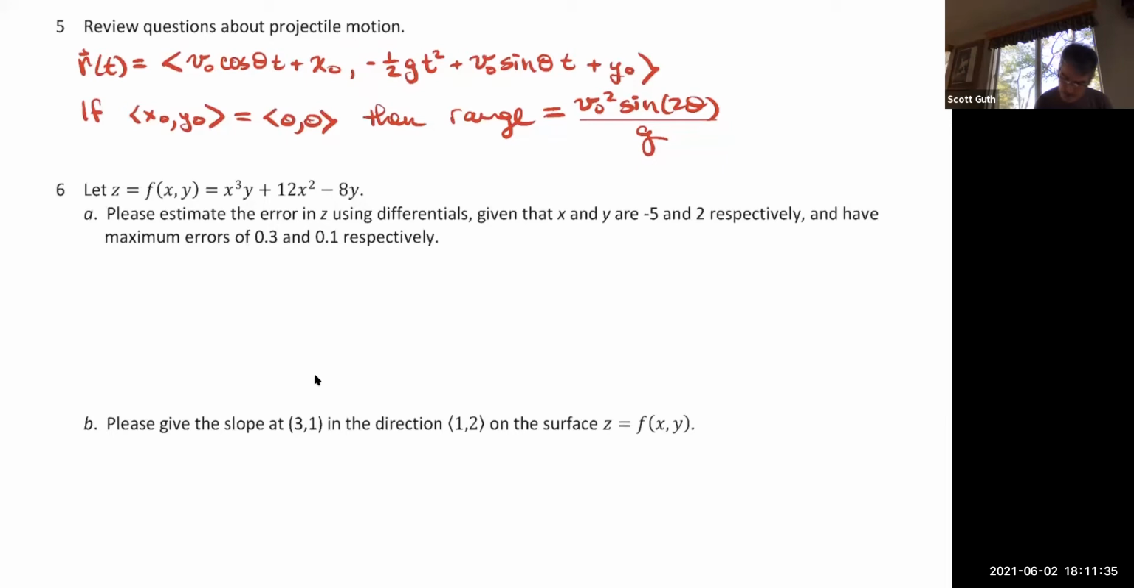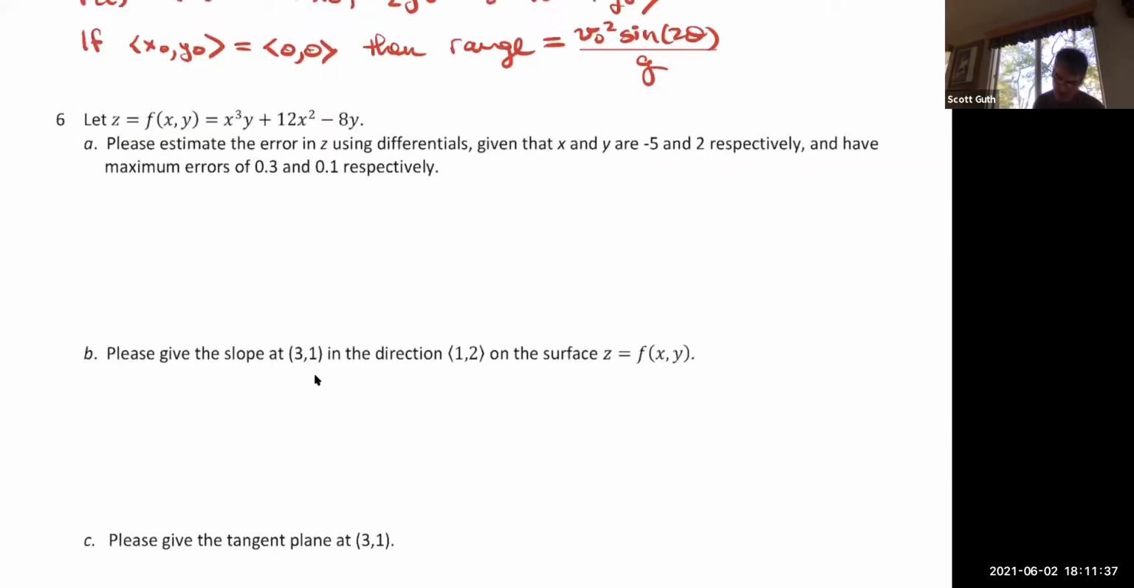Anyway, the next thing is on differentials. You've got a function here, the error in z using differentials. So just remember dz is approximately the error in z, so this is approximately delta z, which is the error. dz is the change in z on a linear approximation, which is the tangent plane. So the formula is just fx dx plus fy dy. That should be pretty familiar. That's the total differential.